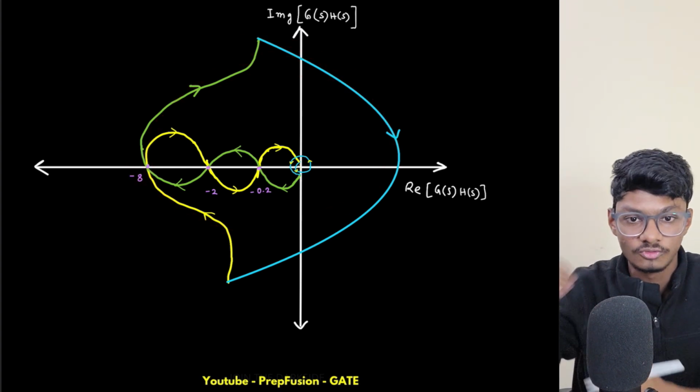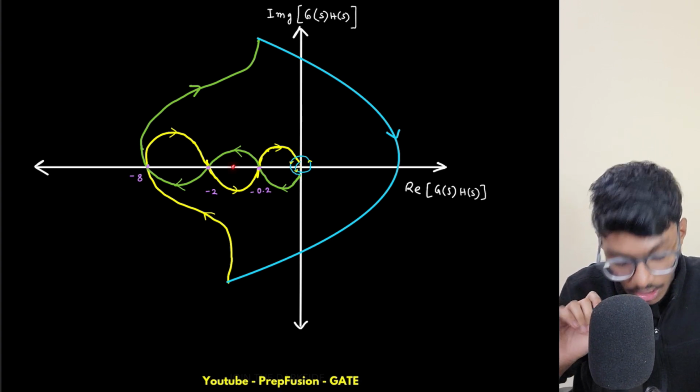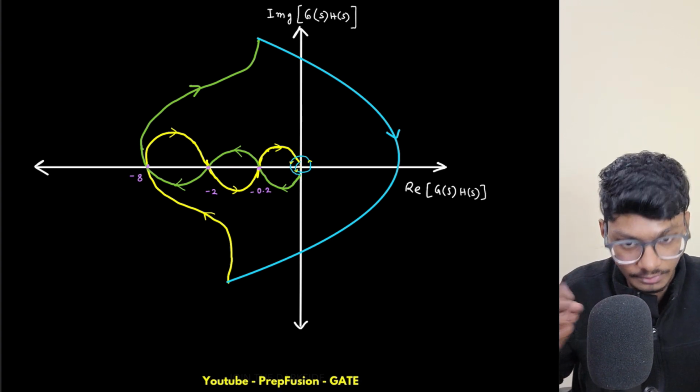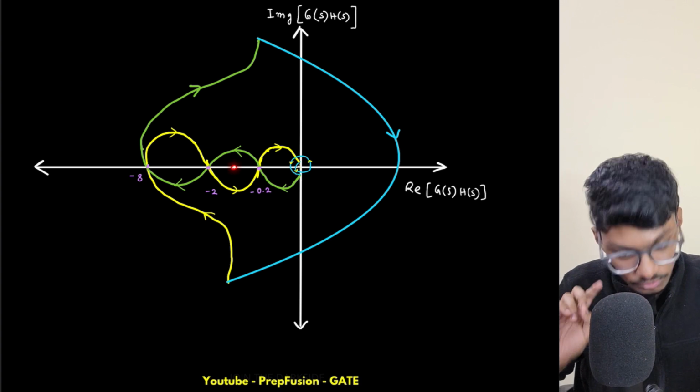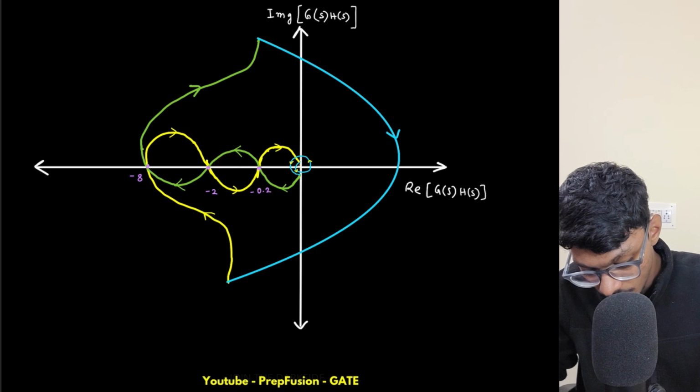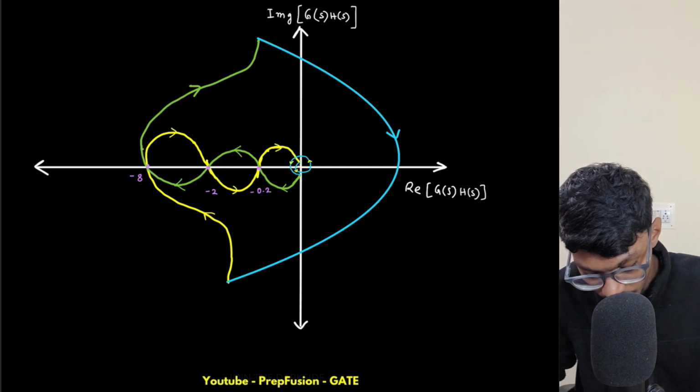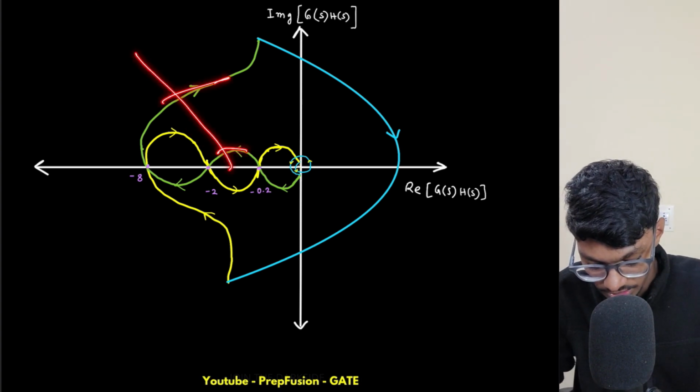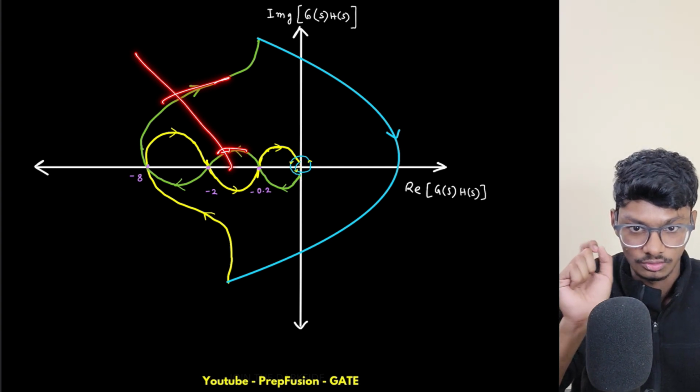For the people who want to use this method, how do you use it to find the number of encirclements? From the critical point, you draw a straight line and cut the contour. Now if you cut the contour here, what do you see? You see one in the anti-clockwise and one in the clockwise, so it cancels out, it becomes 0.